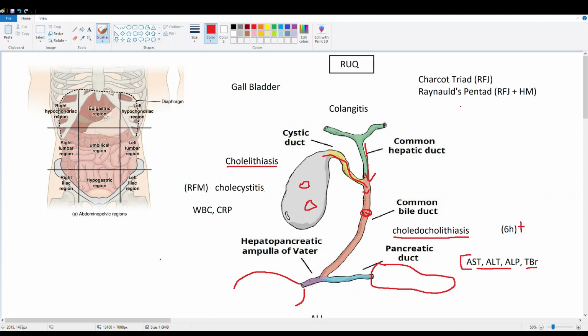So the probe that we sent down into the system can now remove and destroy the stone, effectively treating your condition at the same time. And of course, we're going to want pain management and supportive care for them as well.